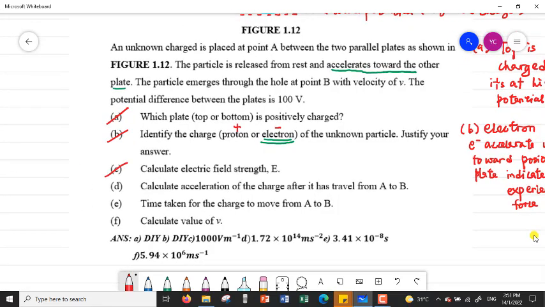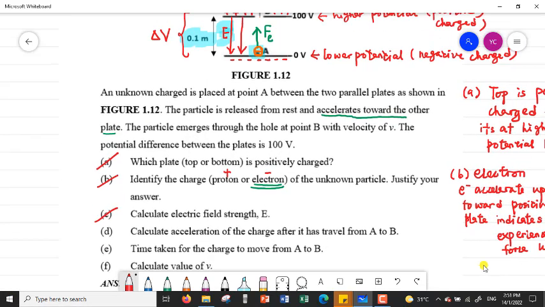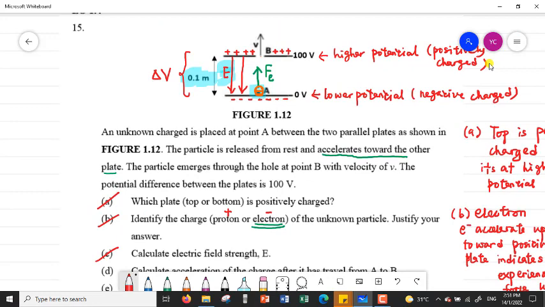Then question D, calculate the acceleration of the charge after it has traveled from A to B. So class, we understood that this electron experiences a net force which is equal to the electric force. So it has an acceleration. It will have acceleration towards plate B.